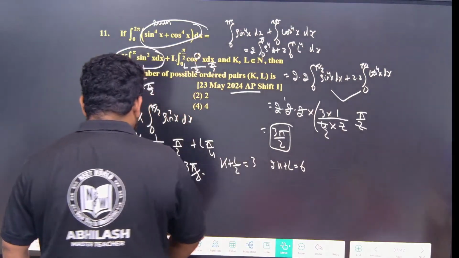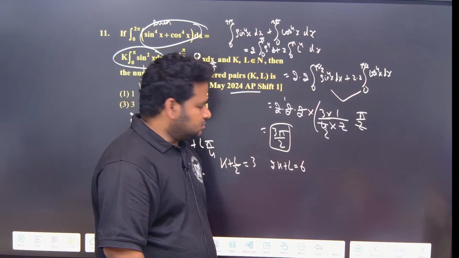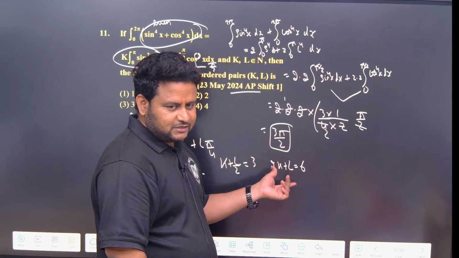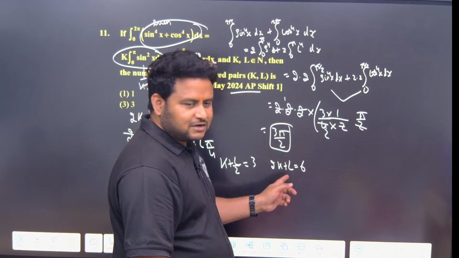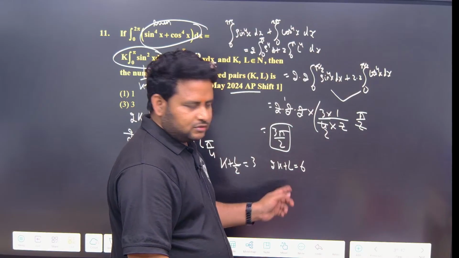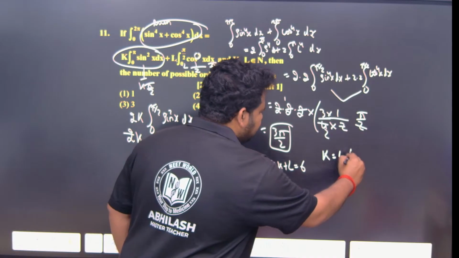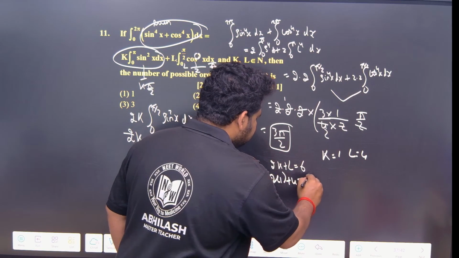So that means 2k plus L should give me 6. But k and L should be natural numbers. Okay, how many such pairs are possible? If I put k is equal to 1, L will become 4. So this will become 2 into 1 plus 4, that is 6.